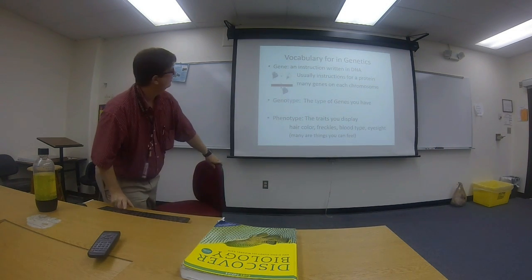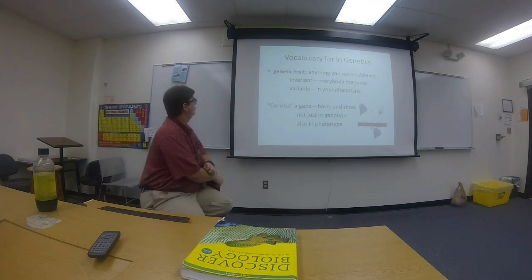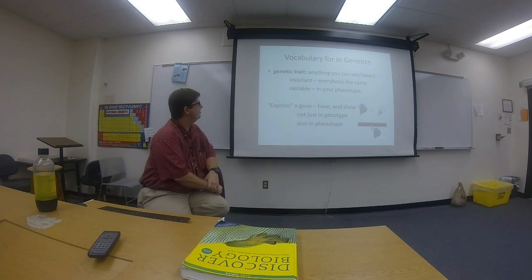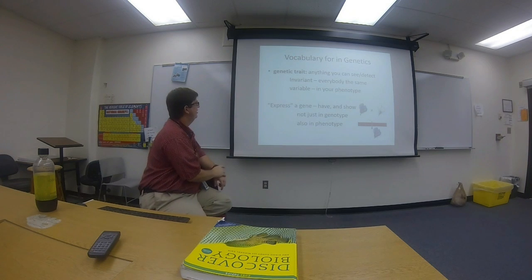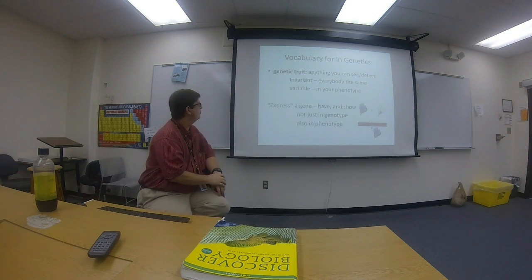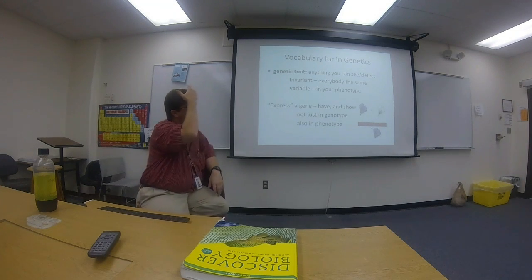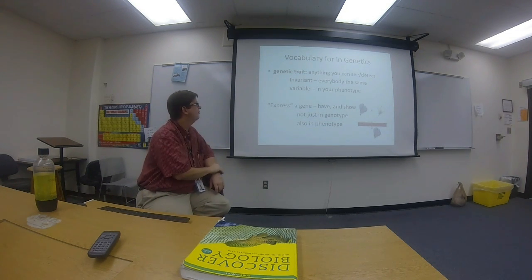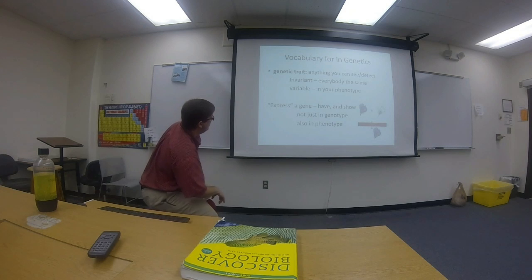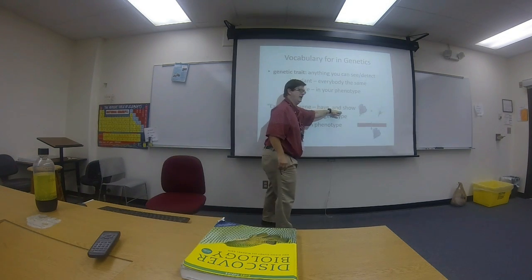All right. Wow, we got new words. They said there were a lot. A genetic trait is anything that you can see or detect. If it's something where everybody has the exact same version of the gene, we say it's invariant. If there are different versions, we just say it's variable. That's your phenotype. So there are variable genes for hair color or eye color. Some people are brunettes, some people are redheads, some people are redheads from the bottle, some people are blondes. If we say you express a trait, that means that you have it and you show it.